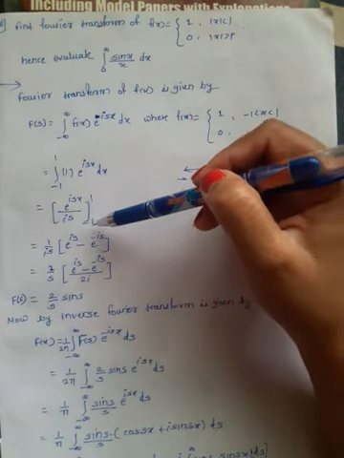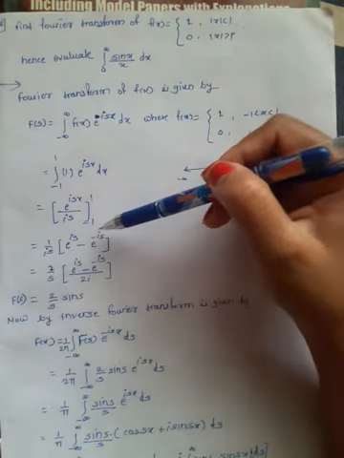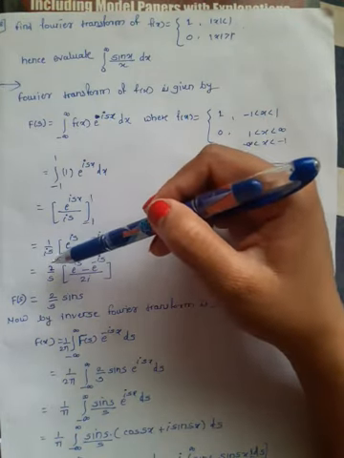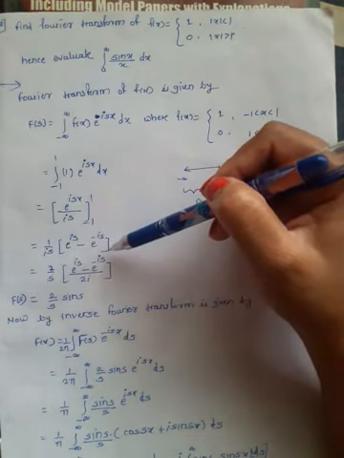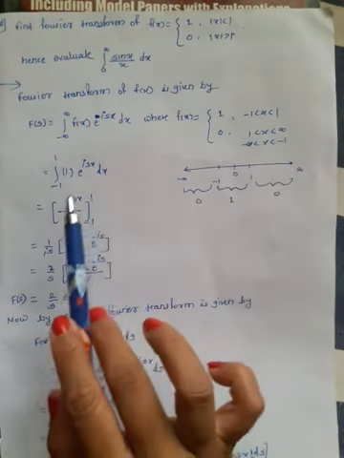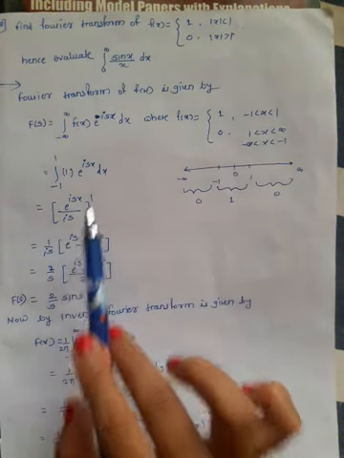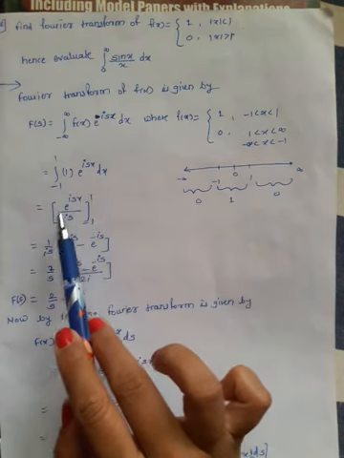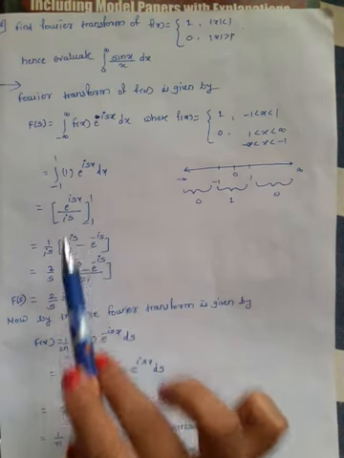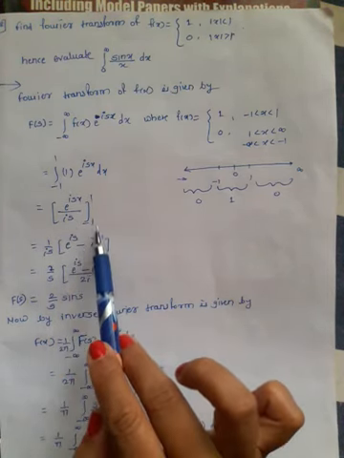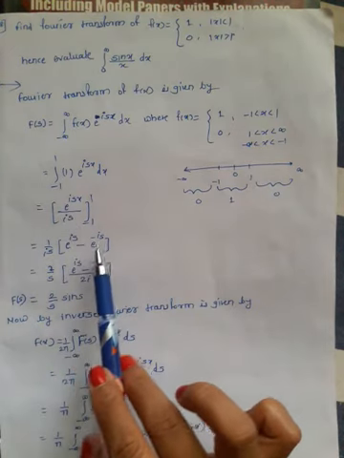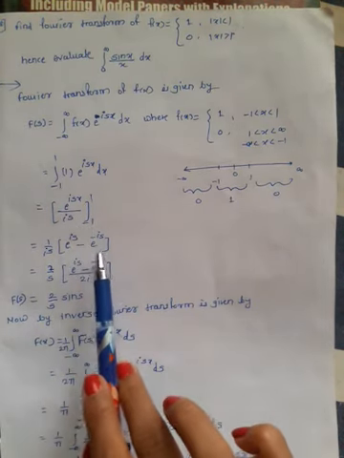Now before putting in the limits, just take out the constant. What is the constant? 1 upon i s is the constant. We are putting the limits in x only. Now write down the limits, upper limit first: for 1 we get e raised to i s, minus the lower limit, e raised to minus i s, since x value is minus 1.